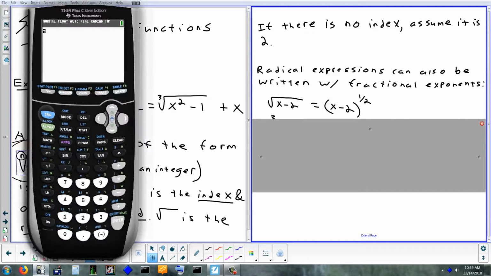All right, so if I take the square root of 16, I get 4. If I take 16 to the 1/2 power, I get 4. It's exactly the same thing. So if for some reason your calculator didn't have a square root button, you could raise it to the 1/2 power and it's the same thing.